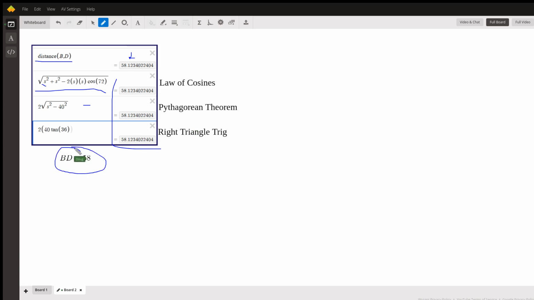According to the problem posted, you're supposed to round to the nearest integer, so that answer is 58. There you go. Hope that helped.